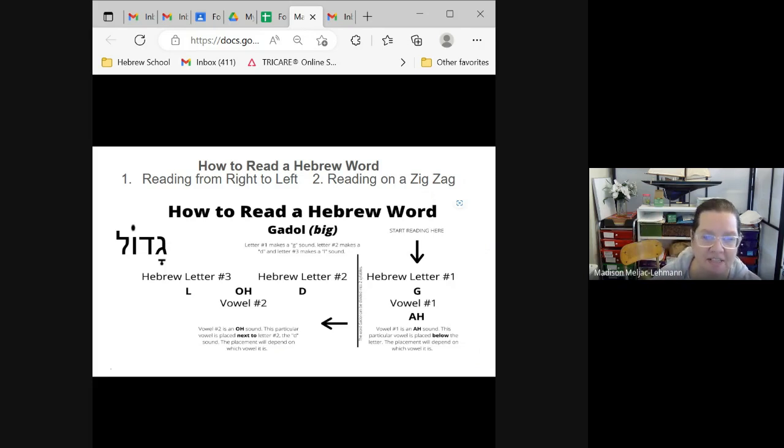So for instance, we have a word over here on the side, okay? The word is gadol, okay? We see our first consonant. This is a gimel. It makes a g sound, okay? We have a kamatz and ah. We learned that tonight. So we're starting this side, so we read our consonant first, g, and we have an ah. So the first sound is ga, okay?